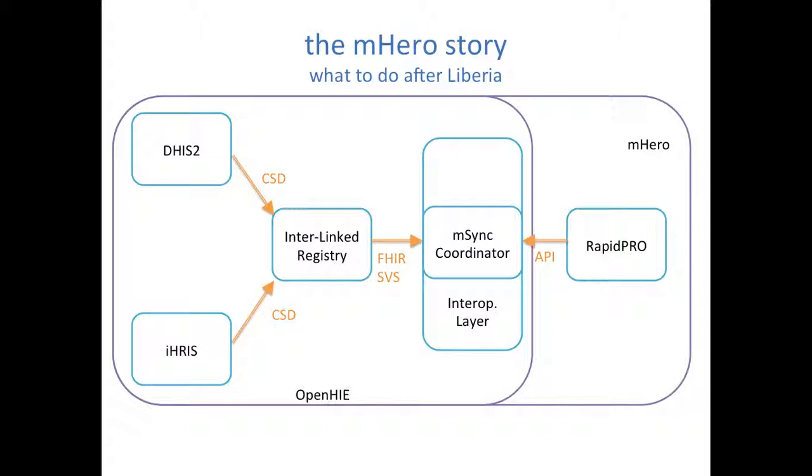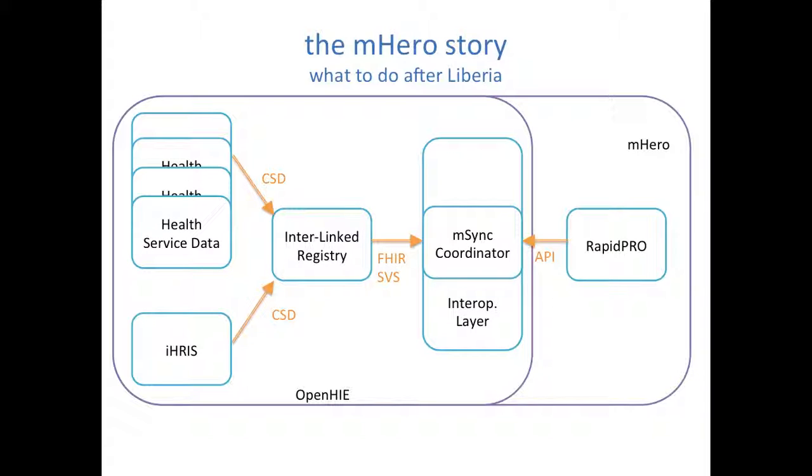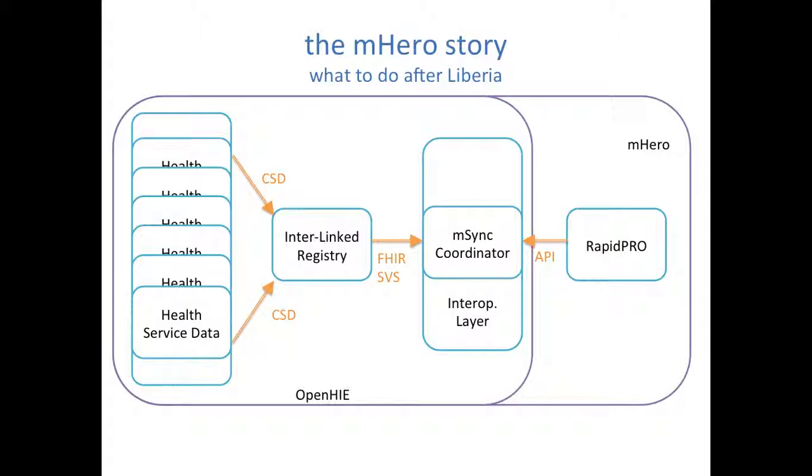Going to the next step, we have a little bit more work to do. We have information about the community health workers, the general community health volunteers. So that's another additional source of health service data. We're taking this, as it's an Excel spreadsheet, and mapping this into CSD. It has the mobile phone numbers and the names and the positions of these GCHVs, and we're mapping that into the interlinked registry as well.